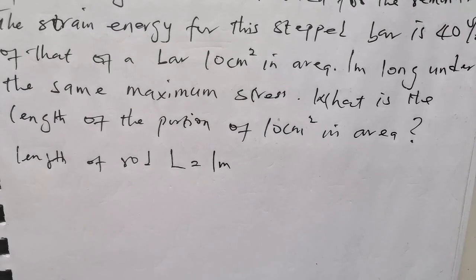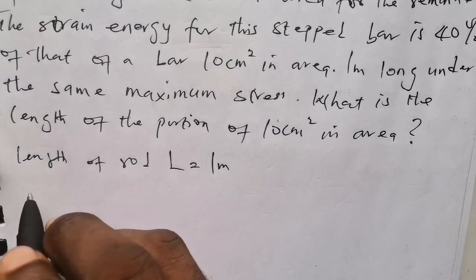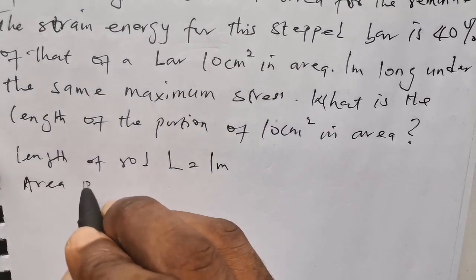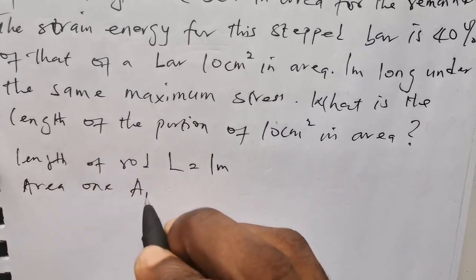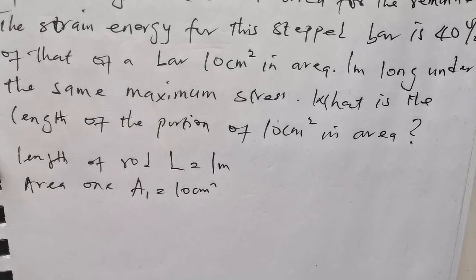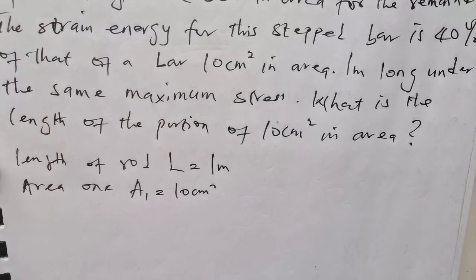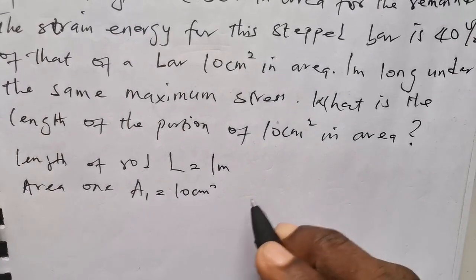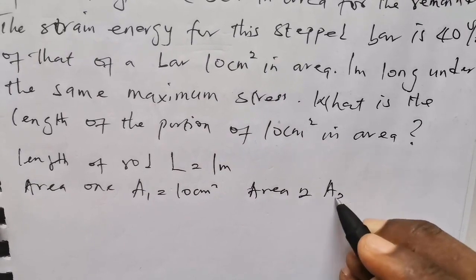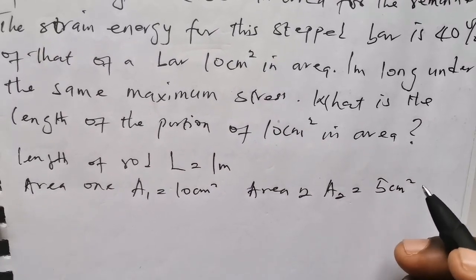And it says it is 10 centimeters squared in area at one portion. So let's simply use the first area, call that A1, to be equal to 10 centimeters squared, and 5 centimeters squared in area for the remainder. So area 2, simply A2, is 5 centimeters squared.